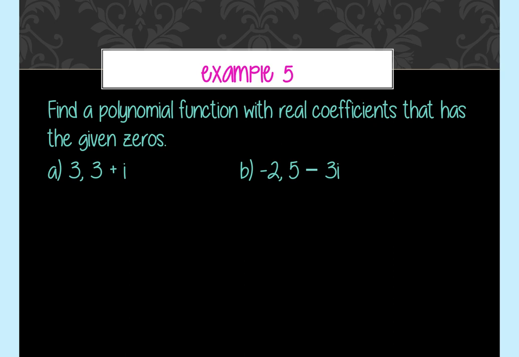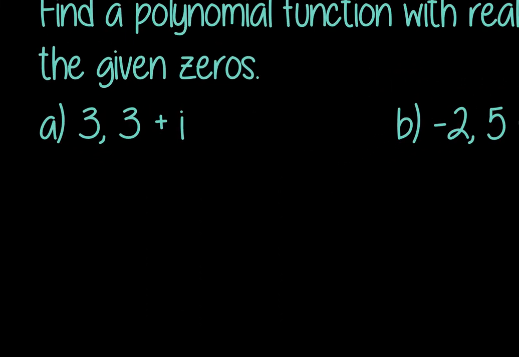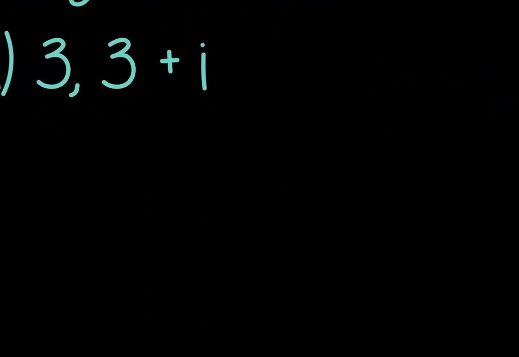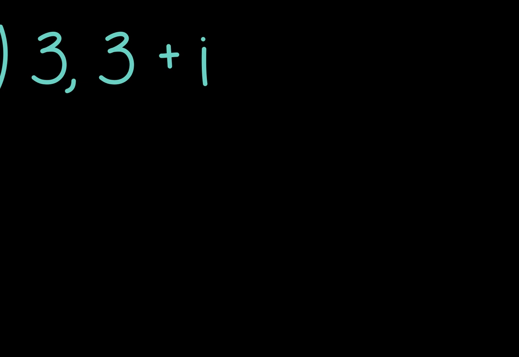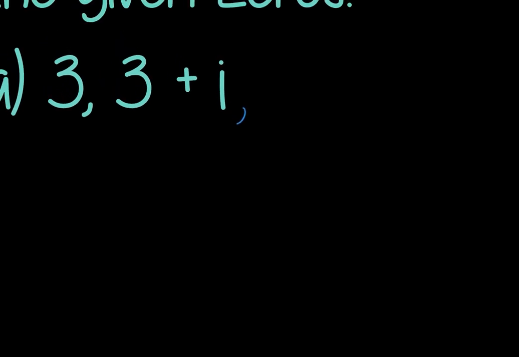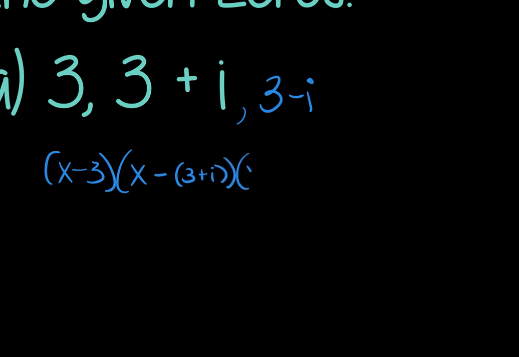Example 5 says find a polynomial function with real coefficients that has the given zeros. So look at A. It's giving you 3 and 3i. But is that all your zeros? No. 3 and 3 plus i, I also would have to include 3 minus i. Now I'm giving you the roots and I want the function. So we're going to put these all behind x minus. So this would be x minus 3, x minus 3 plus i, x minus 3 minus i.